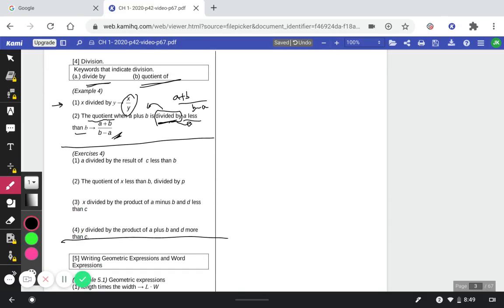Again, try these 4 exercises. Pause the video, do that, and check your answer with the bottom of this section. Pause the video, please.